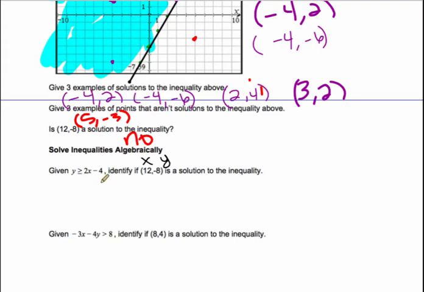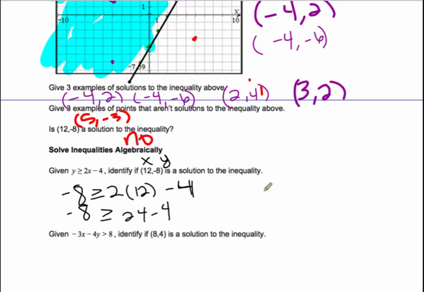All right, so for y, I'm going to plug in a negative 8 is greater than or equal to 2 times 12, because x is 12, minus 4. So all I did was plug in the x value for x and the y value for y. Now I'm going to do the math. Negative 8 is greater than or equal to 2 times 12 is 24, minus 4. Okay, so what is that?